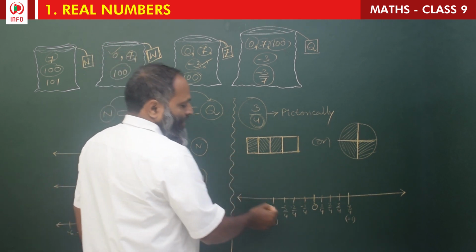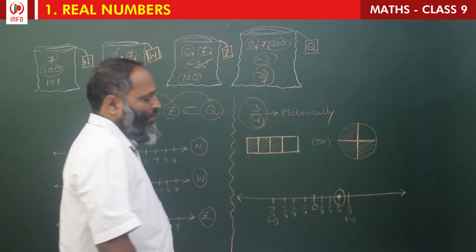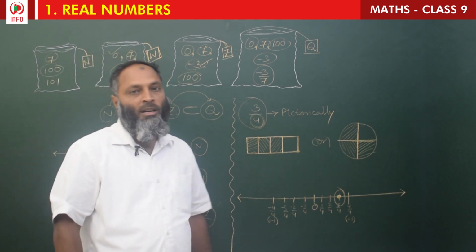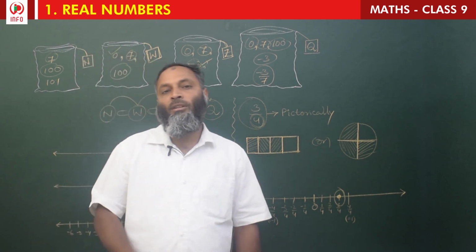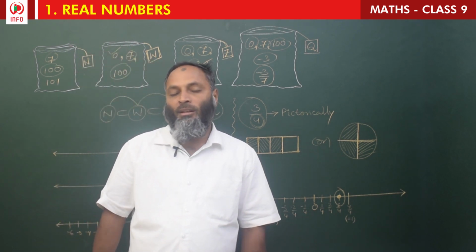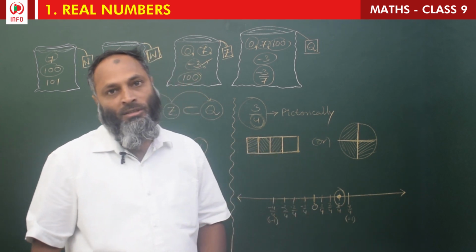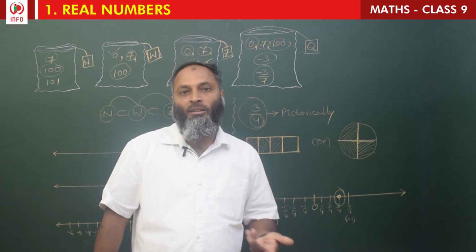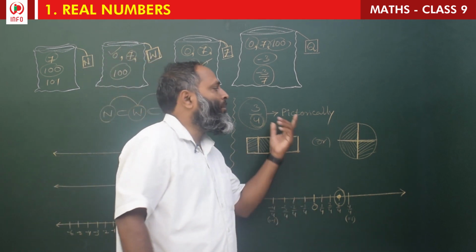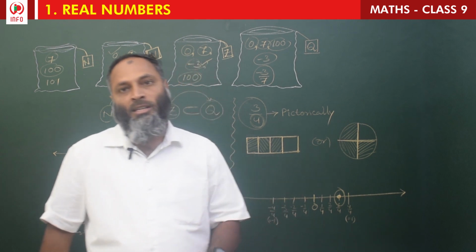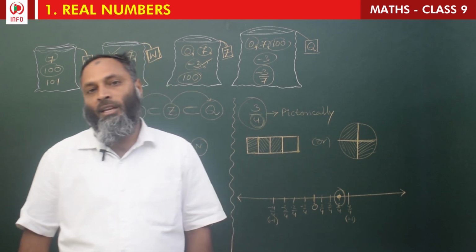Here, 3 by 4. Where is the 3 by 4? Here is the location of 3 by 4. So, if anybody asks whether all rational numbers can be represented on a number line: no doubt, all the numbers can be represented on a number line. But pictorially, it is difficult to represent all the rational numbers. But we can represent all rational numbers on a number line very easily. Okay.